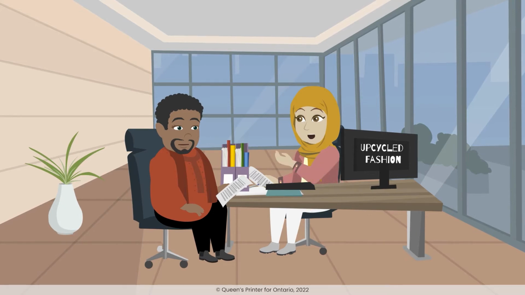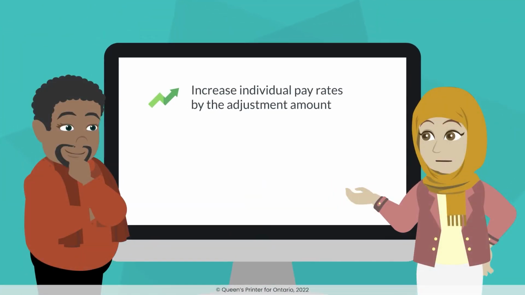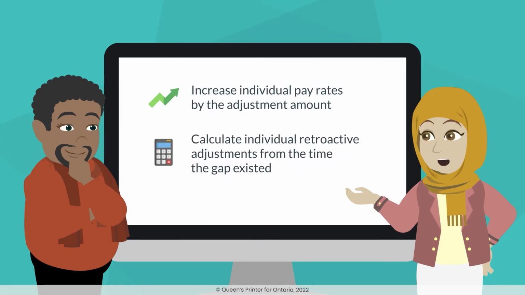If we had a formal compensation framework, we would have to increase all levels of the pay range by the adjustment amount. Since we do not yet have a formal compensation framework, we only need to do two things in this step. First, increase individual pay rates by the adjustment amount, and then calculate individual retroactive adjustments from the time the gap existed.